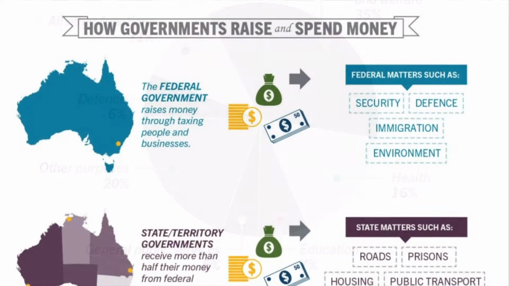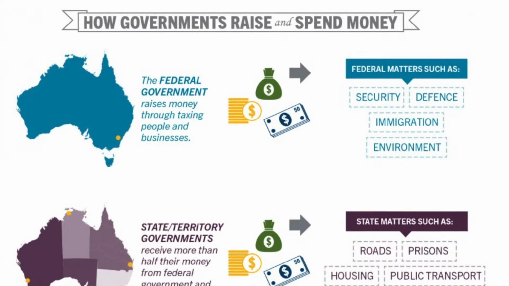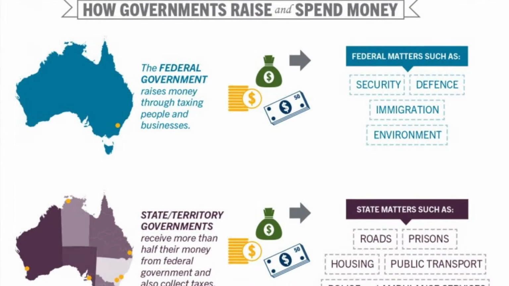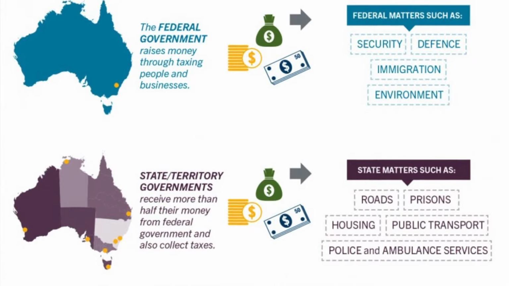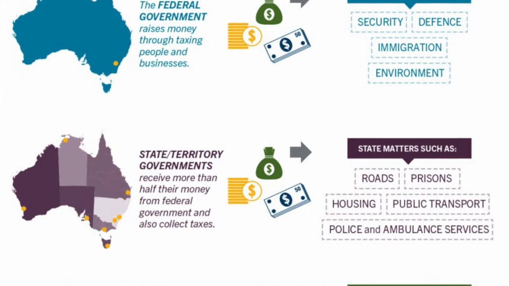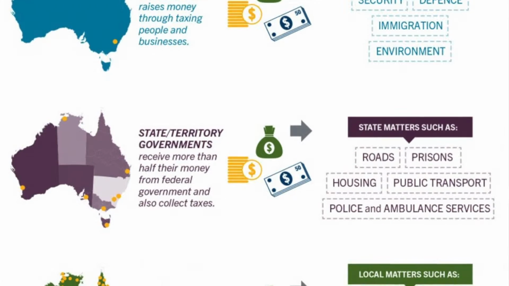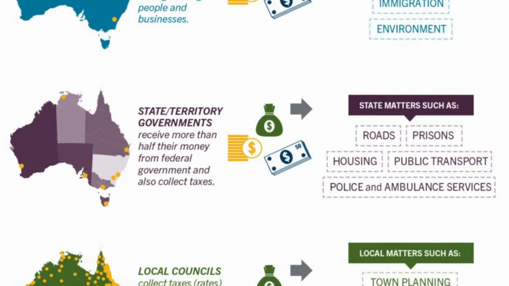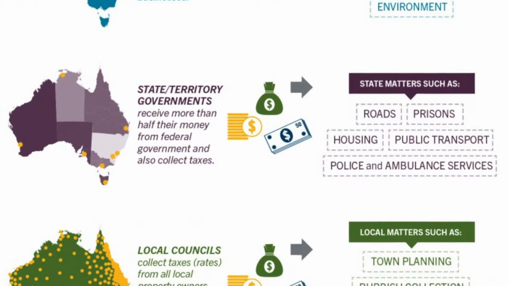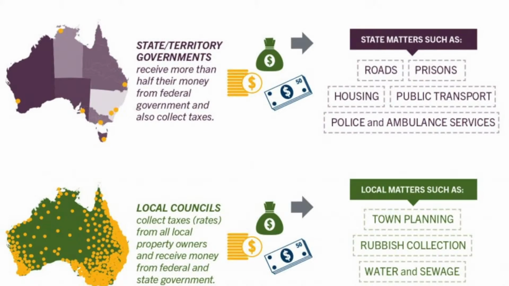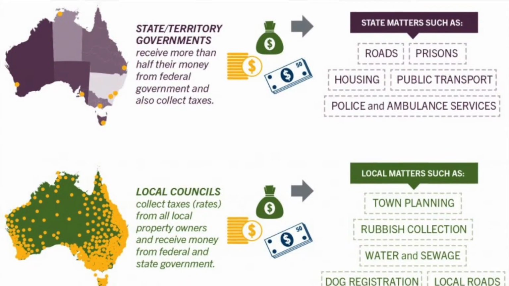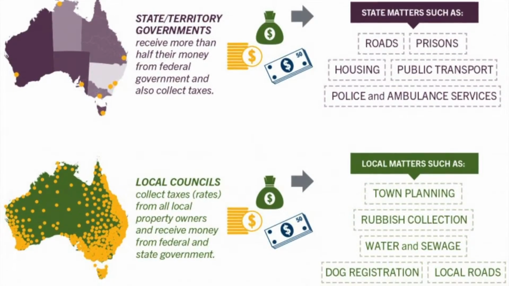funds to different functions. The federal government financially handles security, defence, immigration and environmental matters, whereas the state and territory governments financially handle roads, prisons, housing, public transport and police and ambulance services. And finally, the local councils financially handle town planning, rubbish collection, water and sewage, dog registration and local roads.